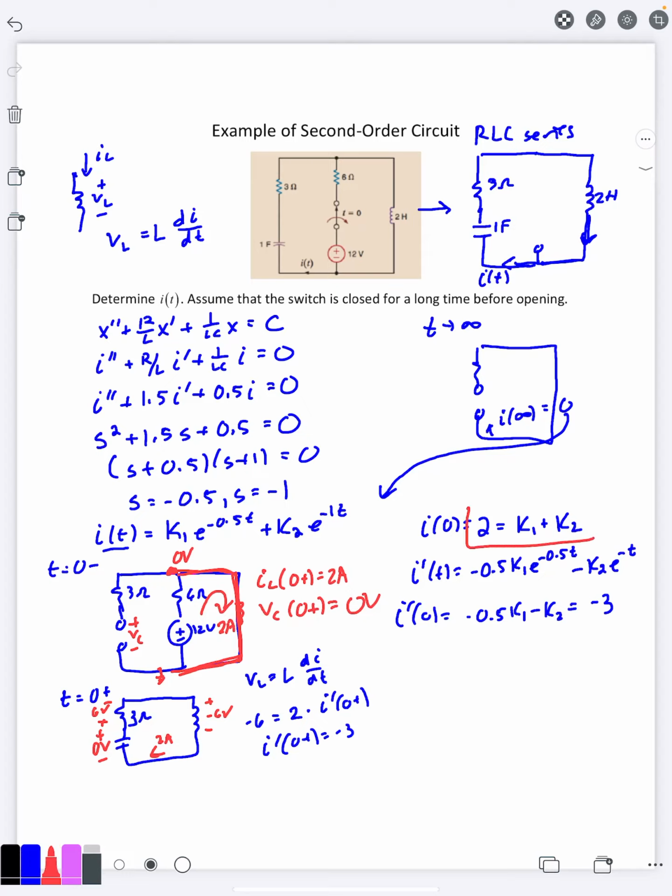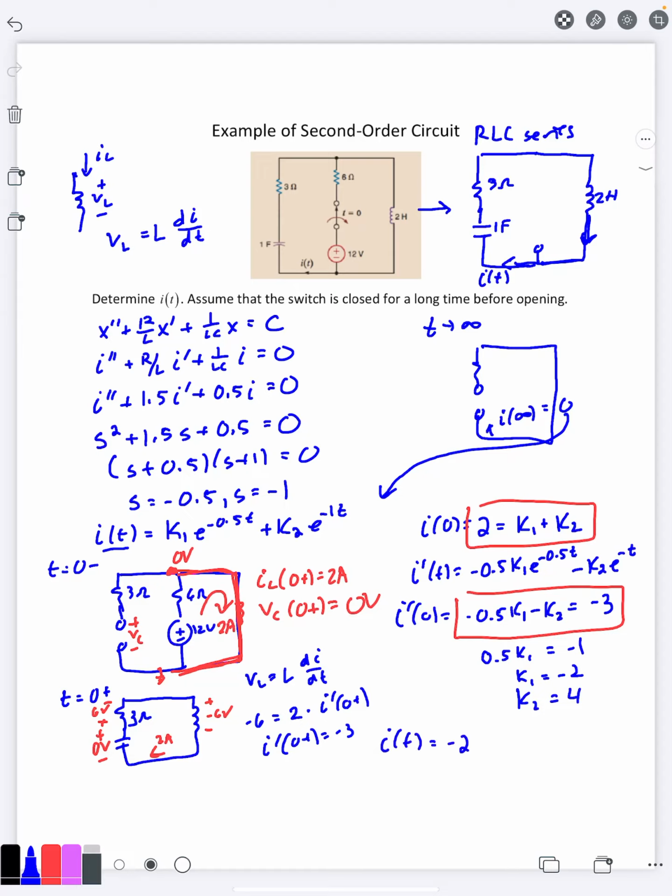So now we take our system of 2 equations here and we need to solve it. We can actually just add them. K1 minus a half K1 is half a K1. K2's cancel. And we have 2 minus 3 is negative 1. So K1 is negative 2. Plugging that in, we're going to get K2 of 4. So then our answer for I of t is negative 2 e to the negative 0.5t plus 4 e to the negative t, and this is in amps.